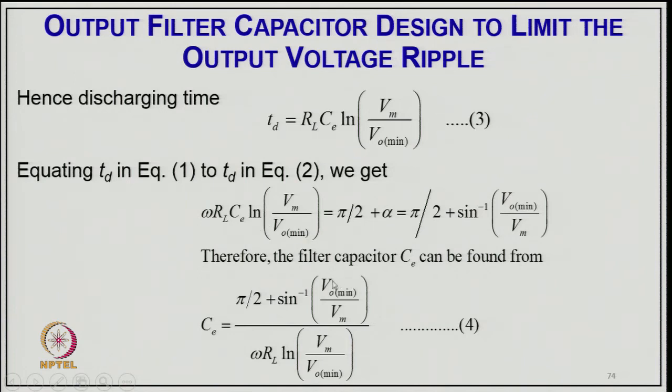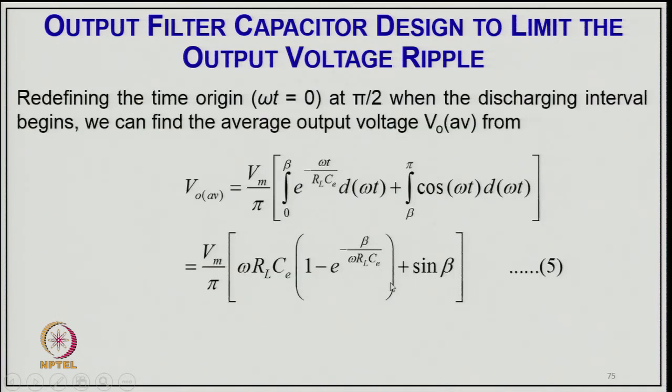ln V_m upon V_O minimum equal to pi by 2 plus alpha, or it is equal to pi by 2 plus sin inverse V_O minimum upon V_m, and therefore, the filter capacitor can be found out: C equal to pi by 2 plus sin inverse V_O minimum divided by V_m, divided by omega R_L ln V_m upon V_O minimum.